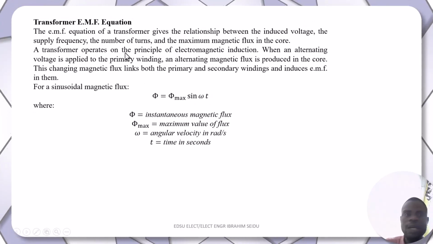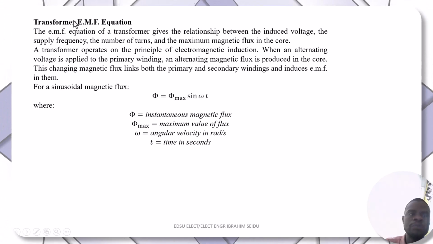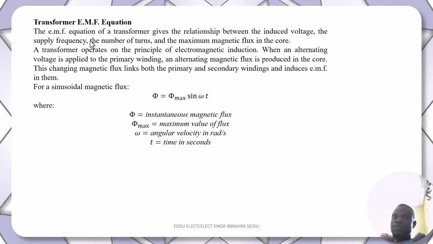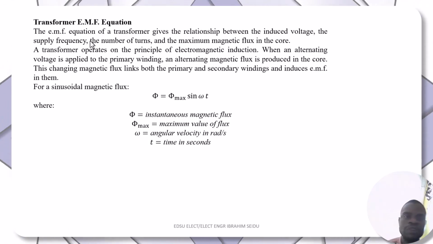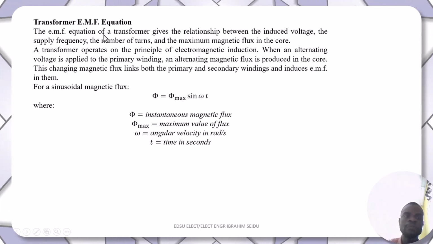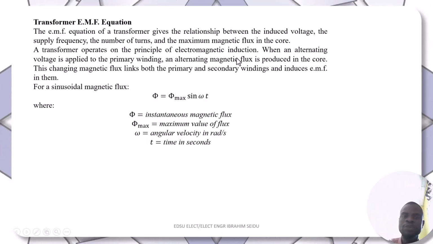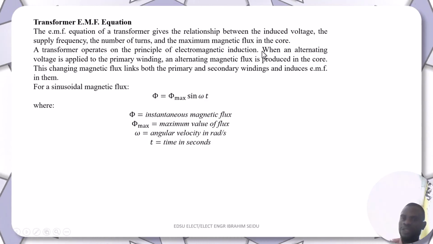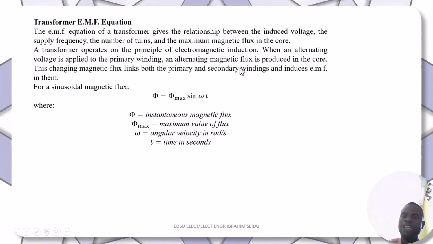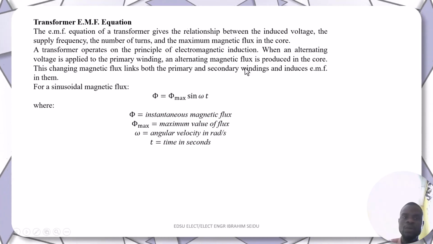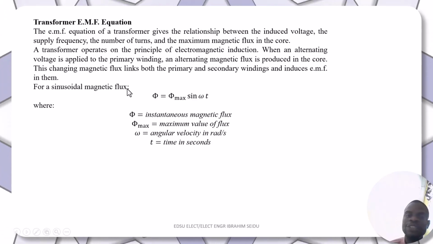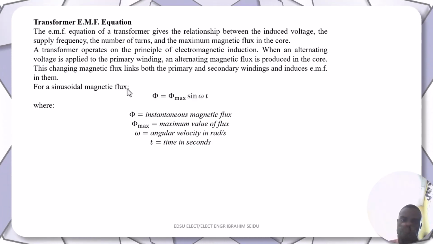So, the transformer EMF equation. The EMF equation of a transformer gives the relationship between the induced voltage and the supply frequency, the number of turns, and the maximum magnetic flux in the coil. A transformer operates on the principle of electromagnetic induction, as we have stated. When an alternating voltage is applied to the primary winding, an alternating magnetic flux is produced in the core. This changing magnetic flux links both the primary and secondary windings and induces EMF in them.